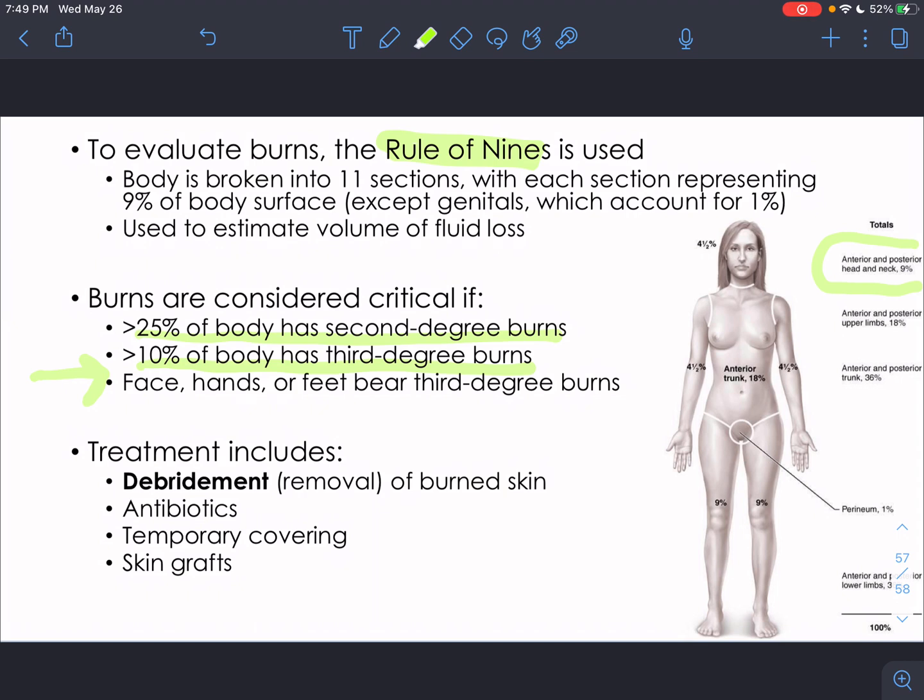Treatment, typically, you have debridement, I don't know how to say that, just the removal of the burned skin, antibiotics, temporary covering, so bandages, and then skin grafts are often going to be necessary if it's a critical burn.